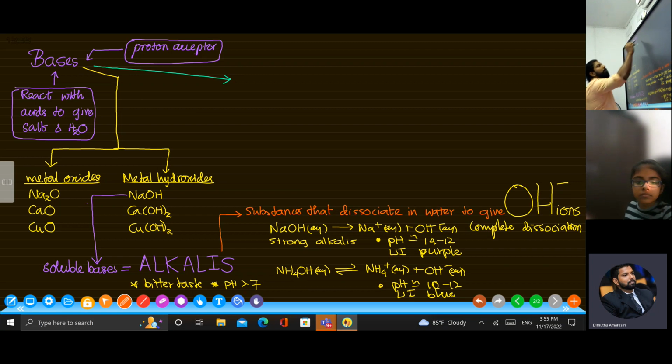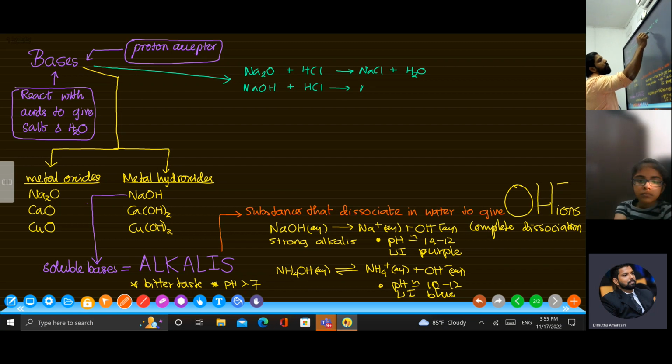Now the reactions. Here we have sodium oxide and HCl. What should come? Sodium chloride and water. If you write the reaction between sodium hydroxide and HCl, you still get sodium chloride and water. That's why hydroxide or oxide, they both give you the same products. Then balance it with 2HCl.